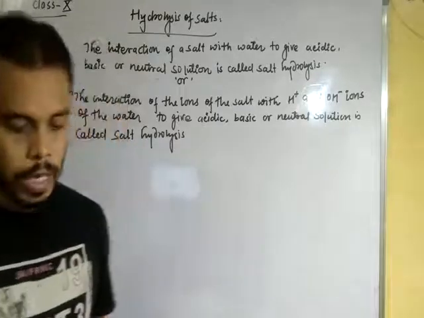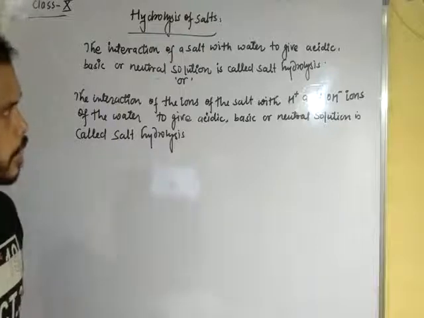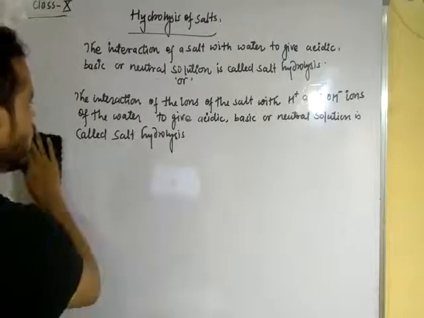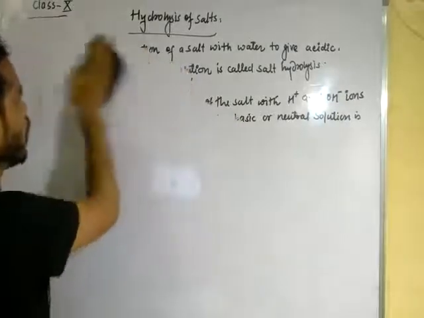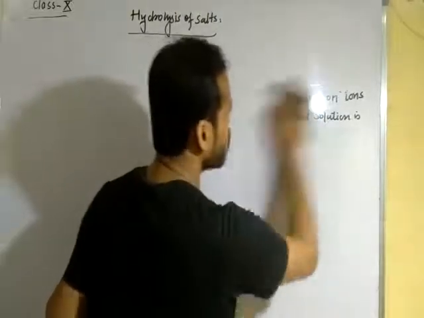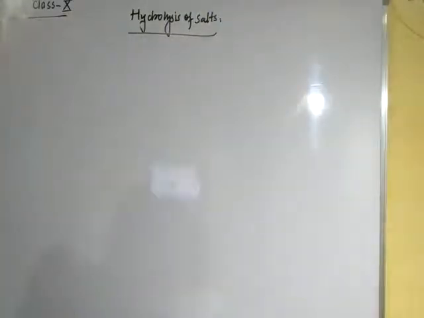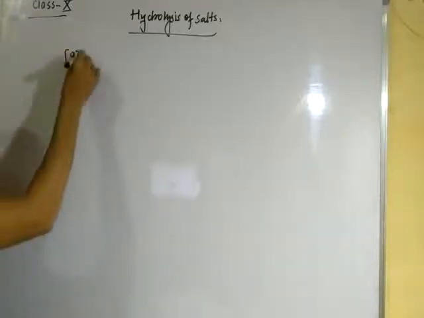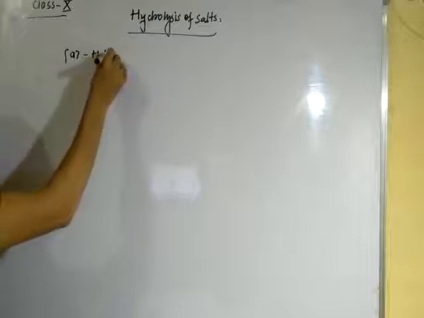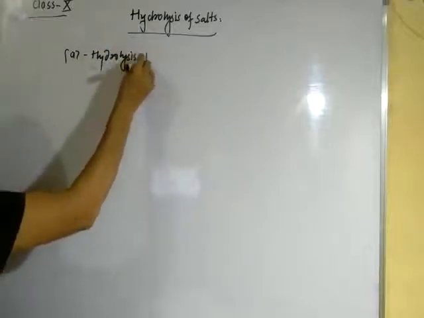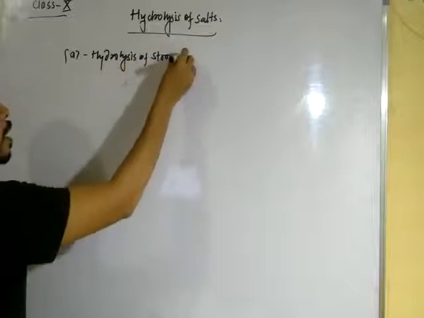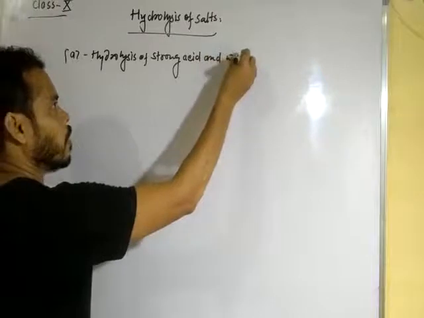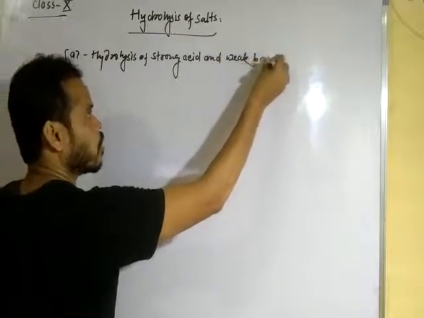hydrolysis. Okay dear student, now we have different kinds of salt solution. It may be acidic, basic or neutral. Let us see by giving examples one by one. First of all, hydrolysis of salts of strong acid and weak base.